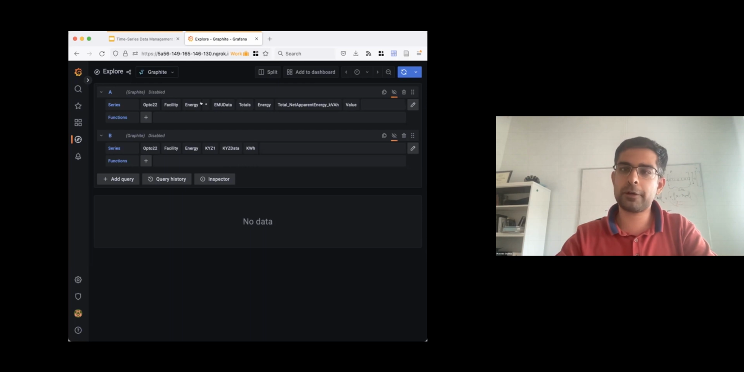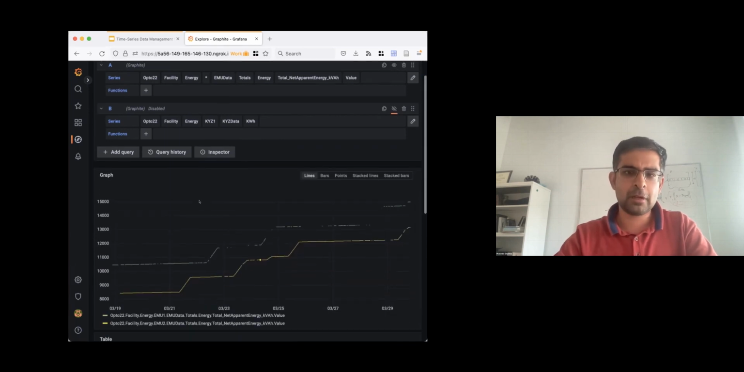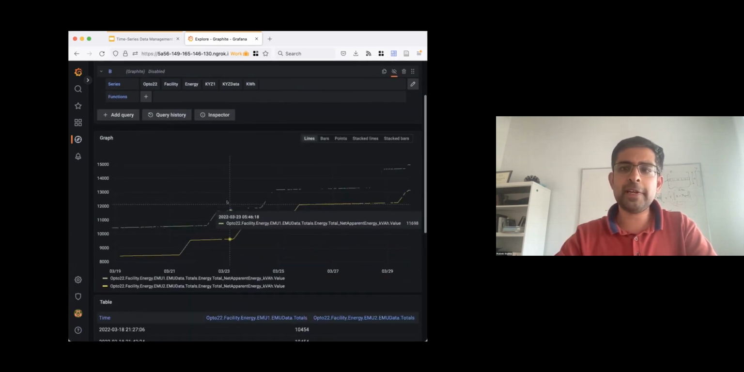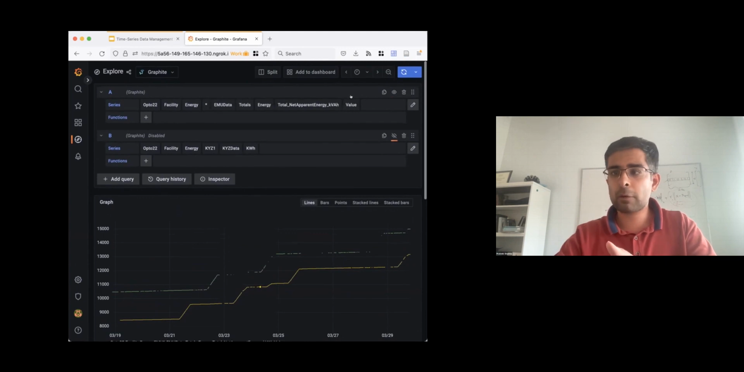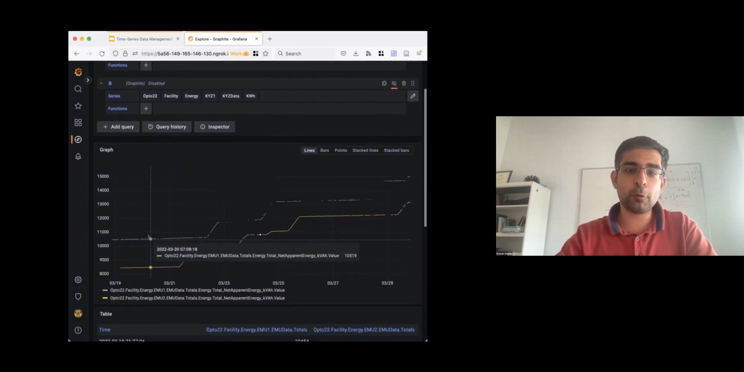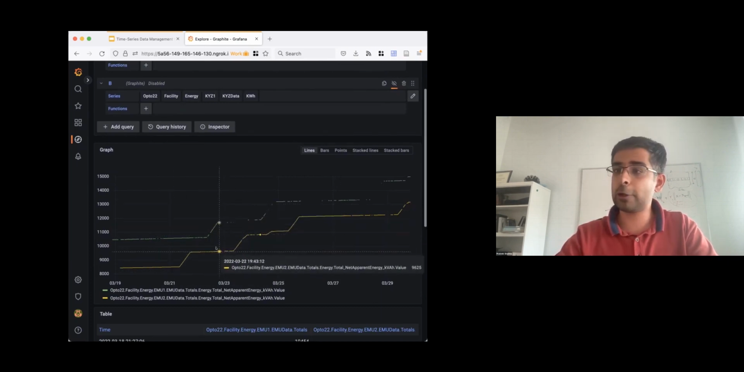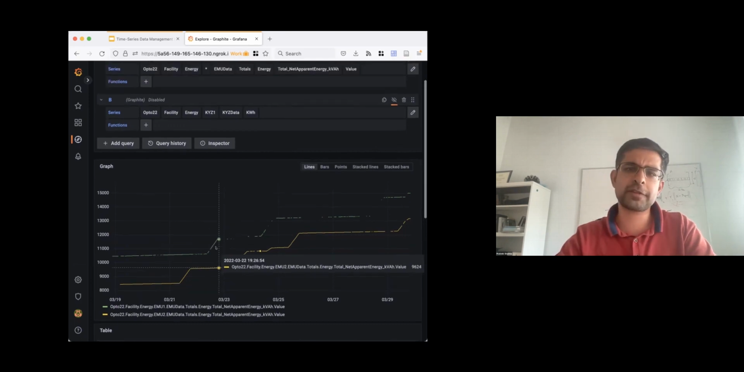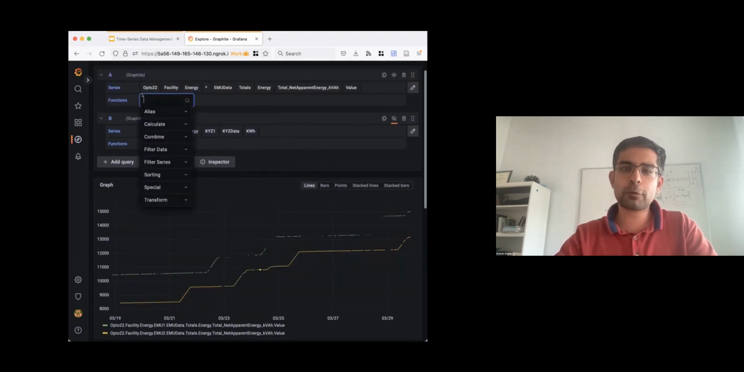So I simply have a star here instead of selecting a specific one. And let's see what that gives us. As you can see, this particular metric was valid for EMU1 and EMU2, and this is shown by the green and the yellow lines, corresponding to two different things. Again, you can play around with this.